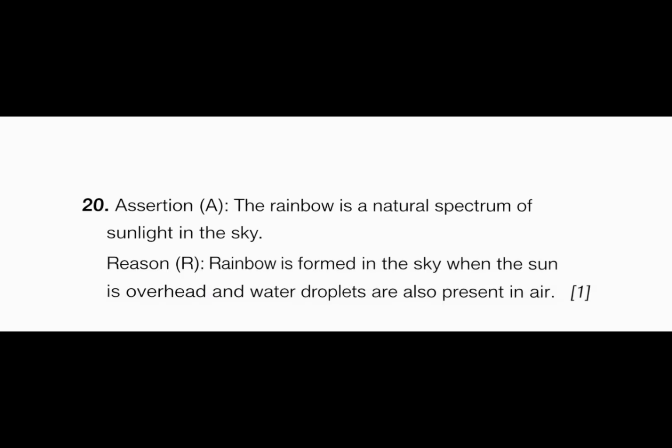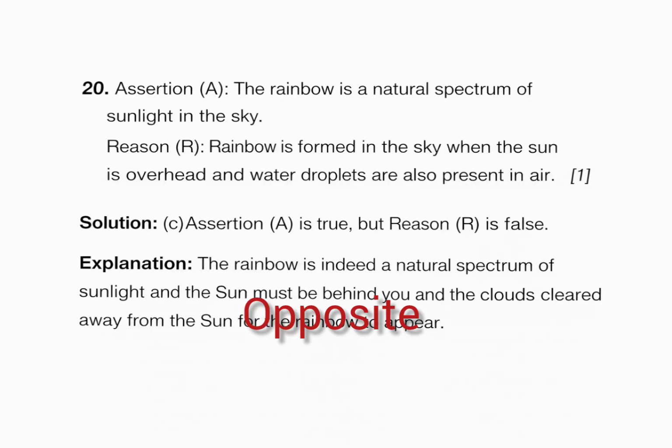Okay, in the reason, water droplets must be present in the air. This is true. But so what is given? Sun is overhead. That is incorrect. A rainbow is formed when the sun is behind the observer and water droplets are in front. So the sun should not be overhead. It is in the opposite direction. So the reason is false. Therefore, the correct answer is option C. Assertion is true, but reason is false.